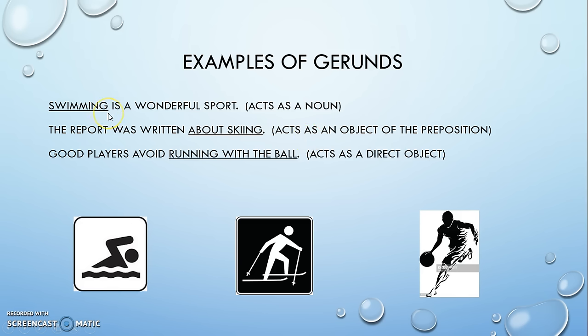Examples of gerunds. Swimming is a wonderful sport. In this case, the gerund is acting as a noun. Example number 2. The report was written about skiing. About is your preposition. Skiing is your object with the preposition. This gerund is acting as an object of a preposition. Last but not least, good players avoid running with the ball. In this case, running with the ball is an entire gerund phrase functioning as a direct object. What do good players avoid? Running with the ball. None of this has to be written down.